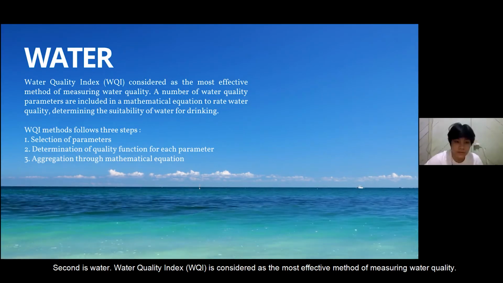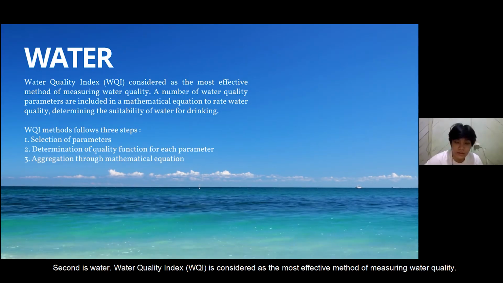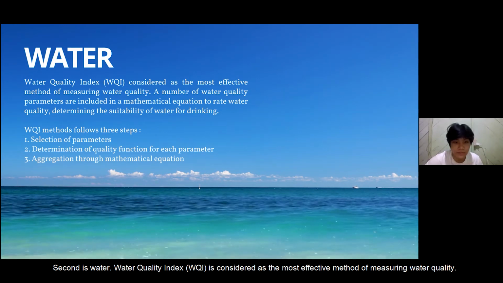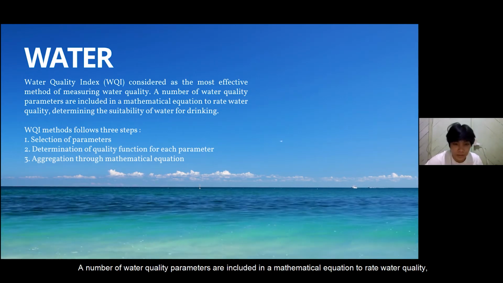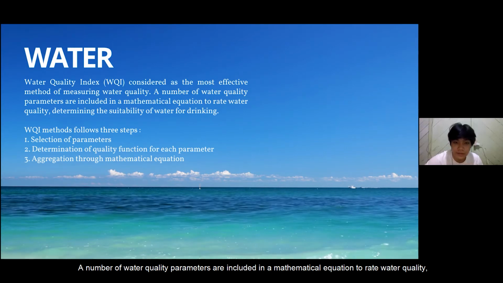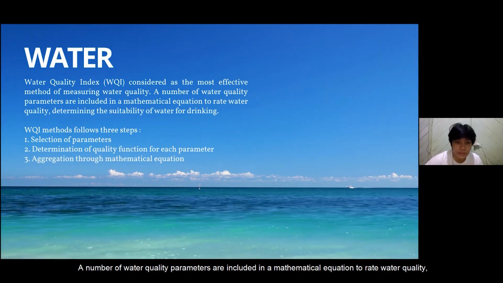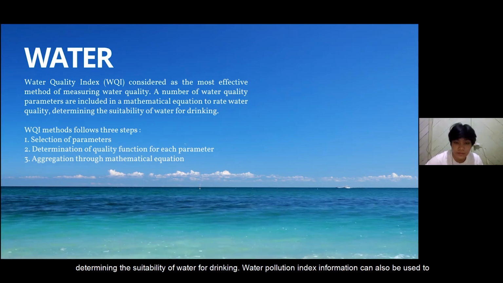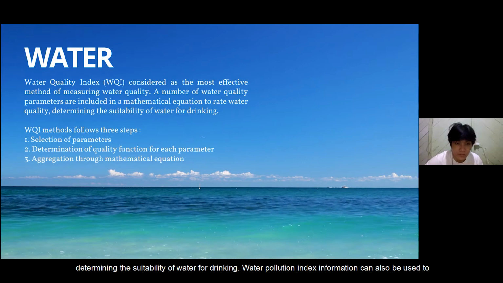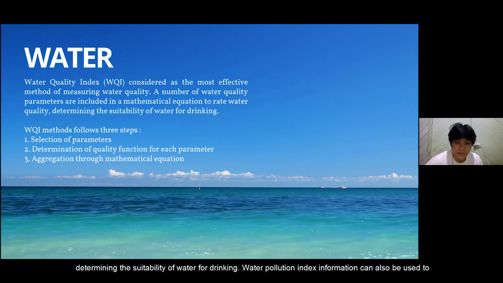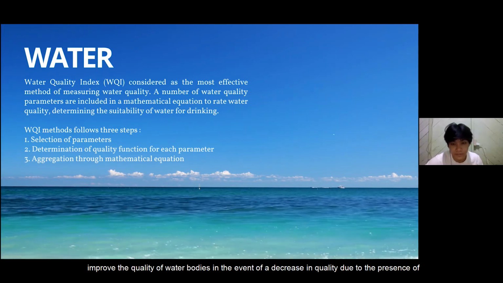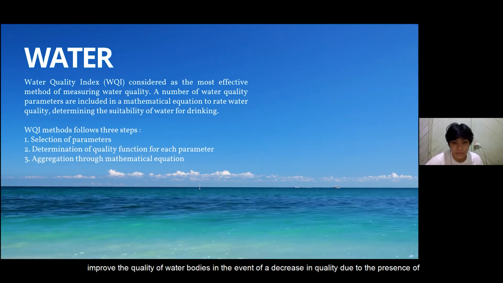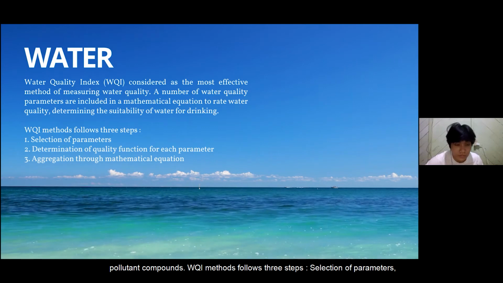Second is water. Water Quality Index, or WQI, is considered the most effective method of measuring water quality. A number of water quality parameters are included in a mathematical equation to rate water quality, determining the sustainability of water for drinking. Water Pollution Index information can also be used to improve the quality of water bodies in the event of a decrease in quality due to the presence of pollutant compounds.